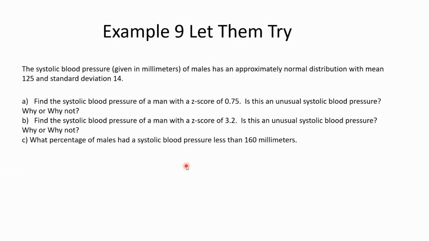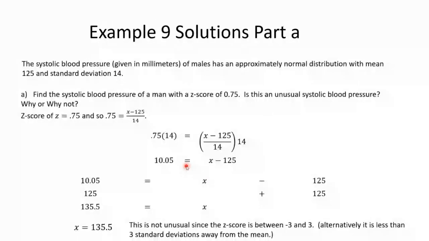So in a sense, we're not going from data values to z-score, we're going the other way. No big deal. So here we're basically being given a z-score. We want the corresponding data value. Okay, so let's do that. We have 0.75 equals x minus 125 over 14, right? And now we're going to solve for x. That's what we're doing here.